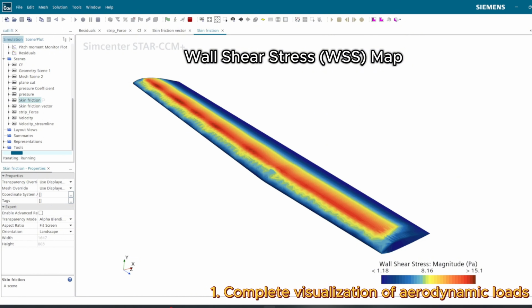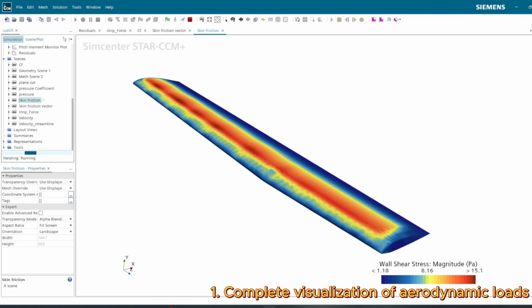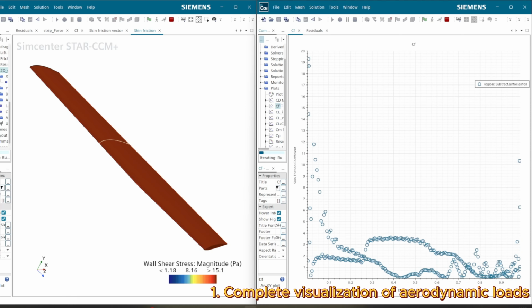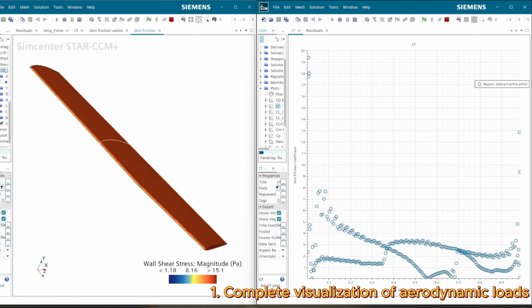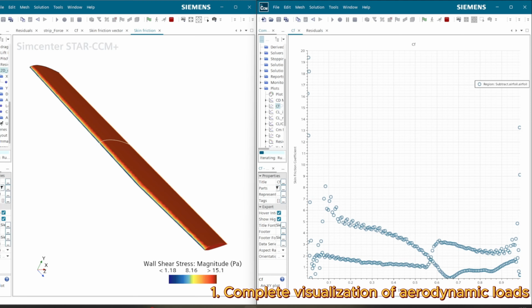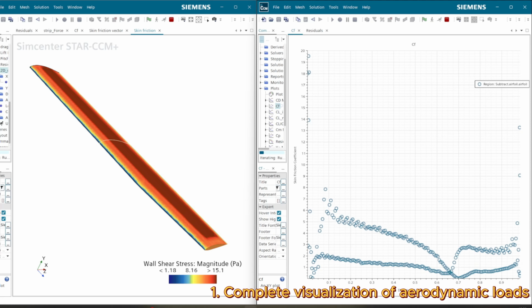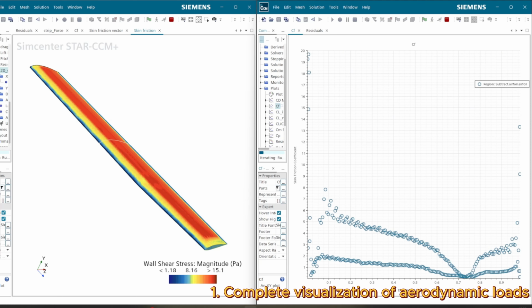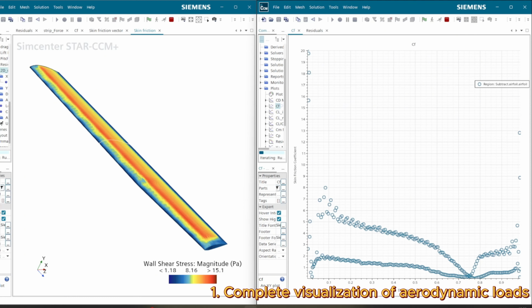Using the Cf plot, the skin friction coefficient plot, together with the Scene 2D results, we can clearly observe how the airflow attaches to the surface. If the shear stress drops sharply and approaches zero in certain regions, it usually indicates the onset of flow separation, something that is very useful for evaluating stall characteristics.